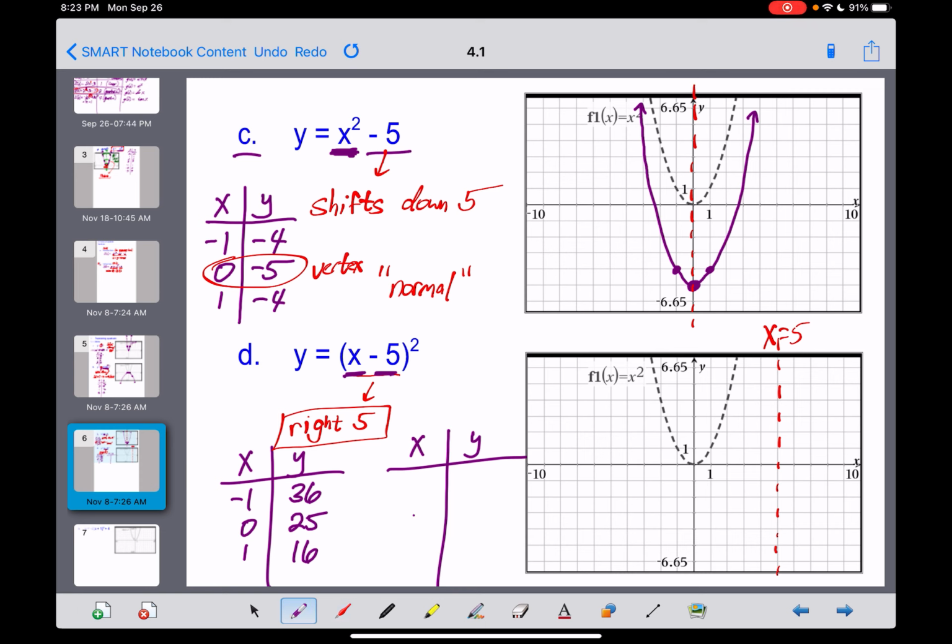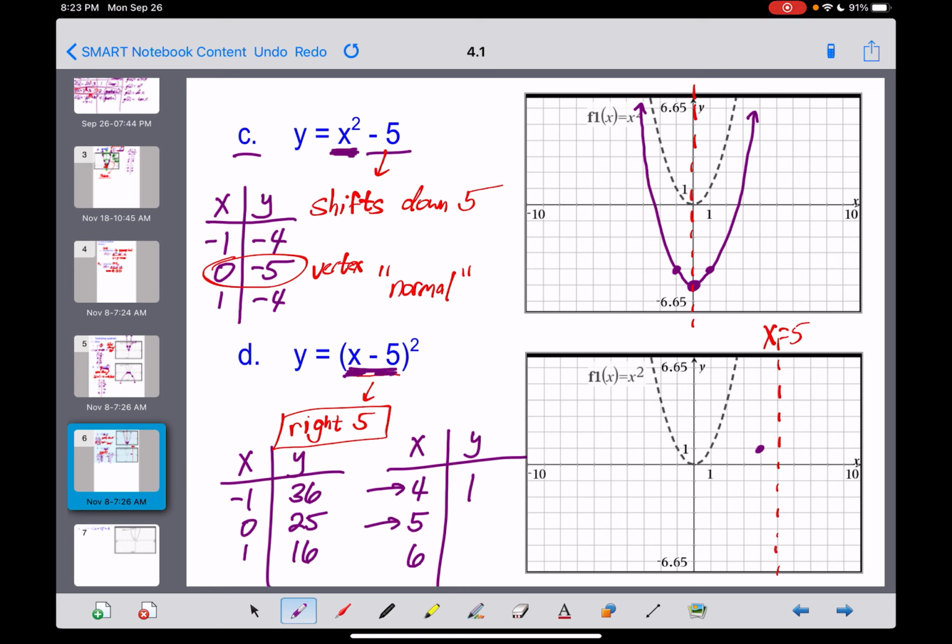So maybe I should have put a 5 in this table in the middle, and how about a 4 before that and a 6 after that? Let's see if we get more graphable points this way. So plugging in a 4, 4 minus 5 is negative 1. Negative 1 squared is 1. Oh, that's not that bad. So 4, 1. Got it.